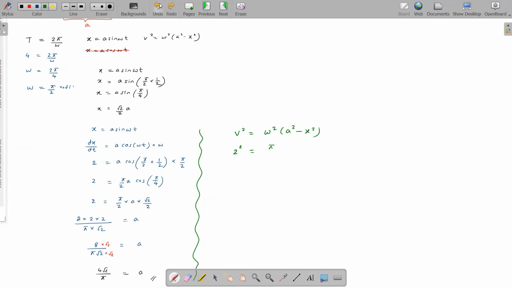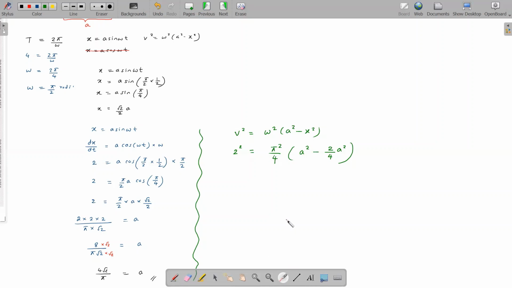Shall I immediately write the answer? So pi squared over 2 squared, that is, 4 into (a squared minus x squared), where x is root 2 over 2 a. So when you square it, it's 2 over 4 a squared. Are you with me? And then again from this equation also, you can make a the subject and end up with getting exactly the same answer.